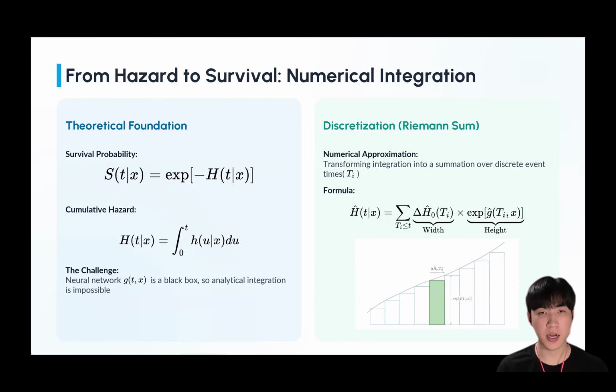To derive the final survival probability, we must integrate the hazard function. However, since the neural network is a black box, direct integration is impossible. To solve this, we use discretization, transforming the integral into a Riemann sum. The Breslow estimator acts as the width of the rectangles, and the neural network provides the height. By summing these areas, we can accurately approximate the continuous survival curve.